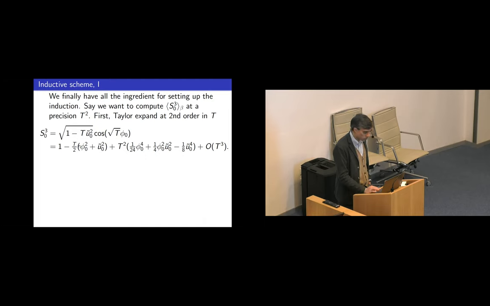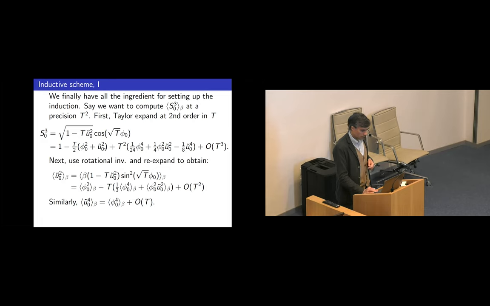So you have a term of order T, a term of order T squared, and the remainder. The remainder is bounded a priori thanks to the a priori bounds on the moments induced by reflection positivity. So this order T cubed really becomes something smaller than constant T cubed as soon as you evaluate the average.